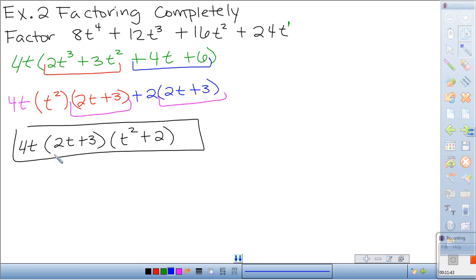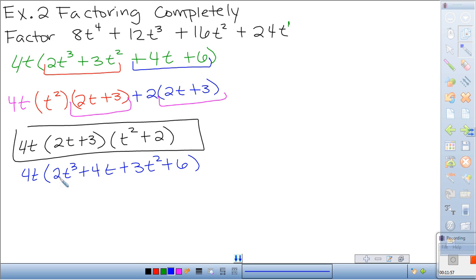I'll FOIL first. So I have 4t times, and now I'm going to FOIL, 2t times t squared, 2t cubed, 2t times 2 plus 4t, 3 times t squared plus 3t squared, 3 times 2 plus 6. And then we can see that's what we had right here. So if we pulled out 4t correctly, we should end up with what we started with.